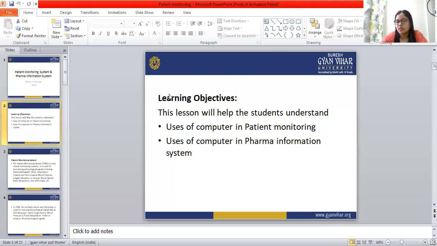So what are the learning objectives of this topic? This lesson will help you to understand what are the uses of the computer in patient monitoring, and what are the uses of the computer in pharma information system. How the computer is useful in both these fields.